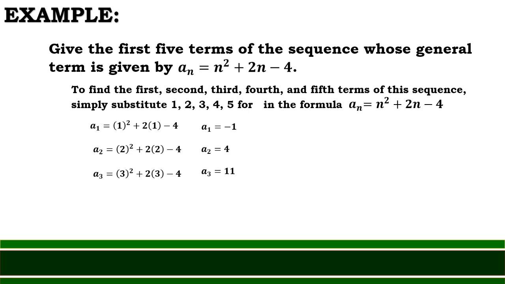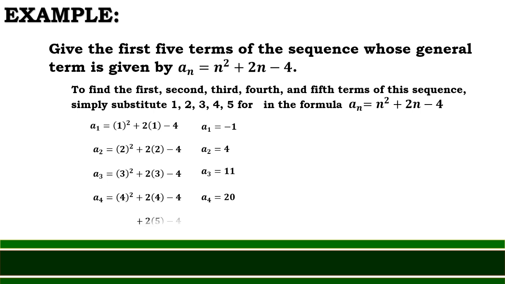How about the fourth term? For the fourth term, you have here 4 squared plus 2 multiplied by 4 minus 4. 4 squared here will give you 16. And 2 times 4 will give you 8. So, 16 plus 8 will give you 24. And 24 subtracted by 4 will give you 20.